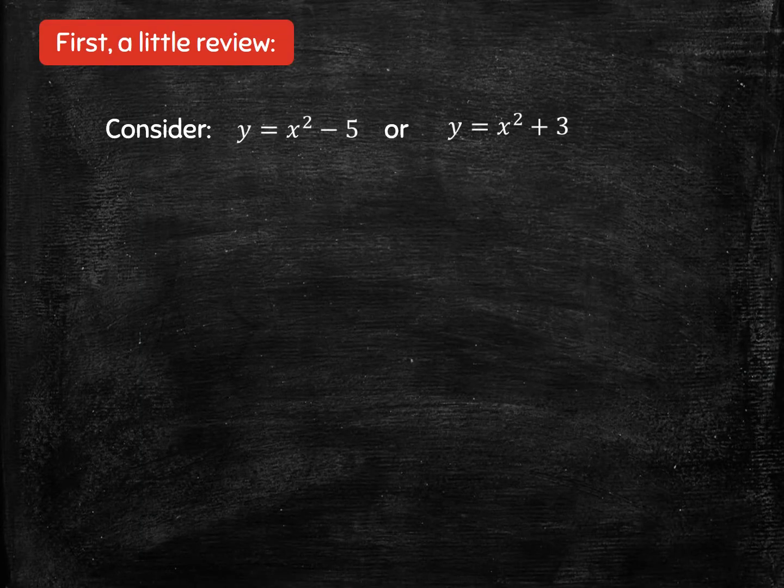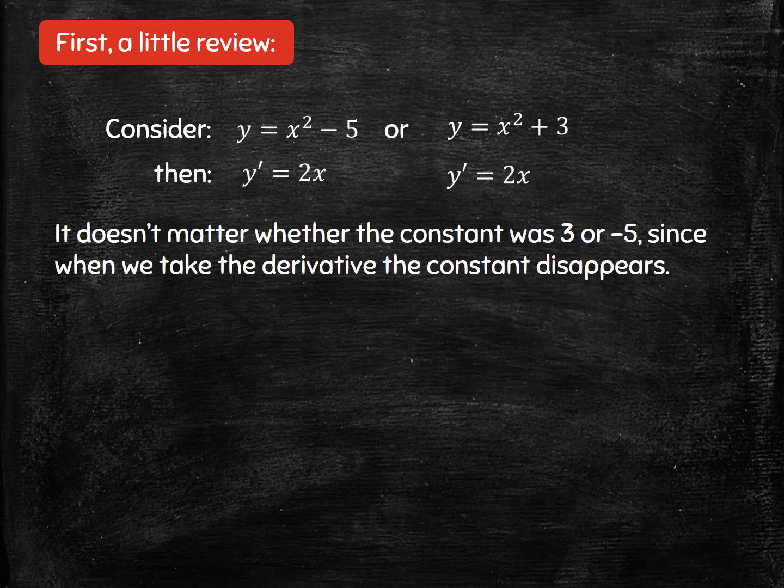We've got two functions here, x squared minus 5 and x squared plus 3. And if we differentiate those to get y dash, we get 2x for x squared minus 5, and we also get 2x when we differentiate y equals x squared plus 3. So we actually end up getting the same answer. It doesn't matter whether the constant was 3 or negative 5, since when we take the derivative, the constant always disappears.